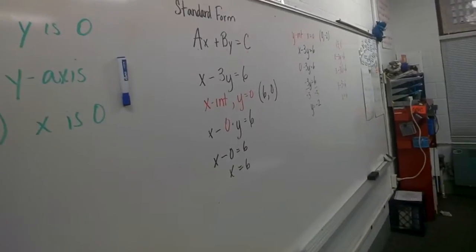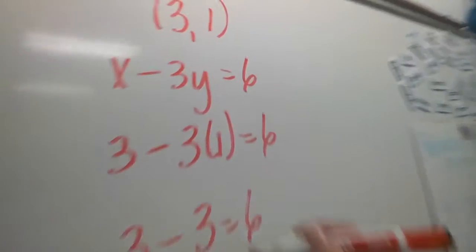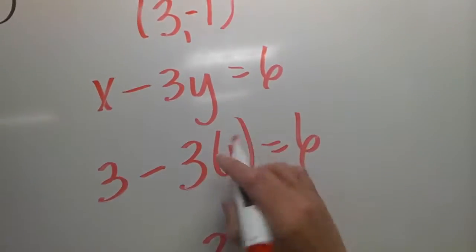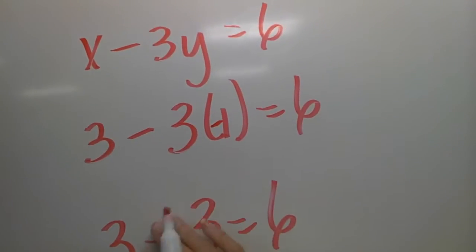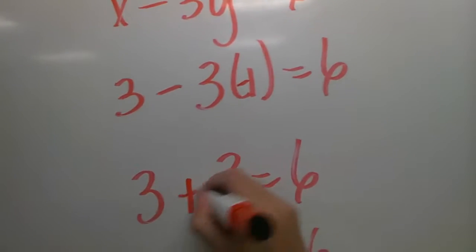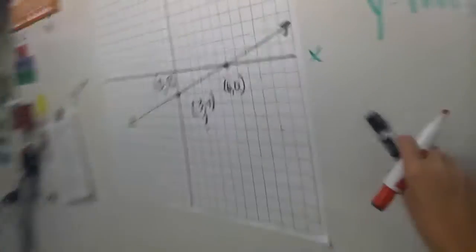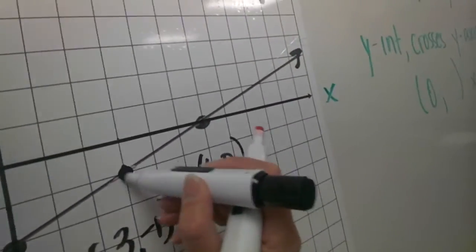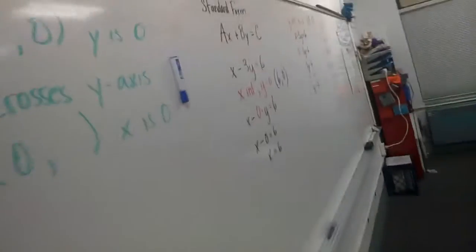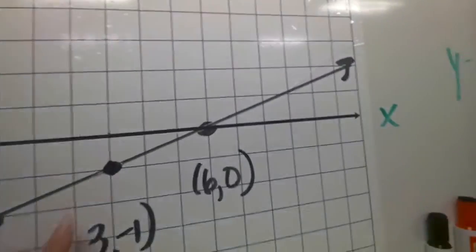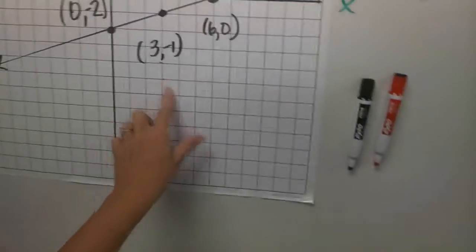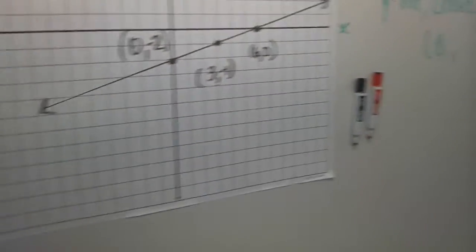Oh, you guys, I did it wrong because it's negative 1. You let me do it wrong. So if this is negative 1 times negative 1, then this becomes 3 plus 3, and 6 does equal 6. So I was right, actually. So that's why we watch our signs. That's why we copy everything down. That's why we double check. So (3, negative 1) is on the line. So my line wasn't as far off as I thought it was.